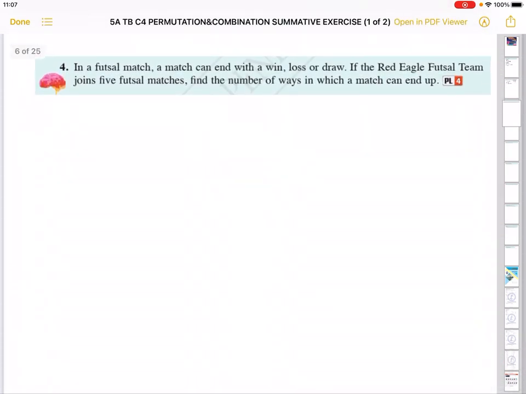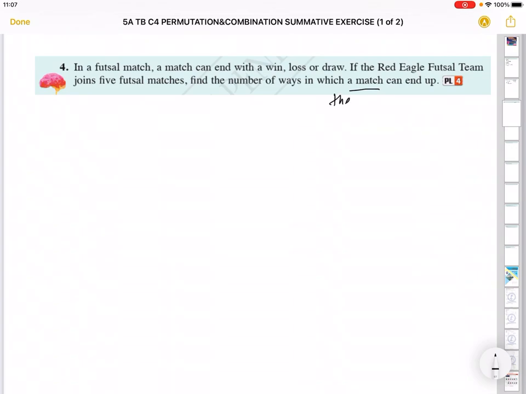Okay, let's look at the next one, the futsal match. A match can end with a win, lose, or draw. If the Red Eagle futsal team joins 5 futsal matches, find the number of ways in which a match can end up. Now, here the question shouldn't say a match can end up, because a match can end up win, lose, or draw. There are 3 ways, right? So you should say these 5 matches can end up, right?